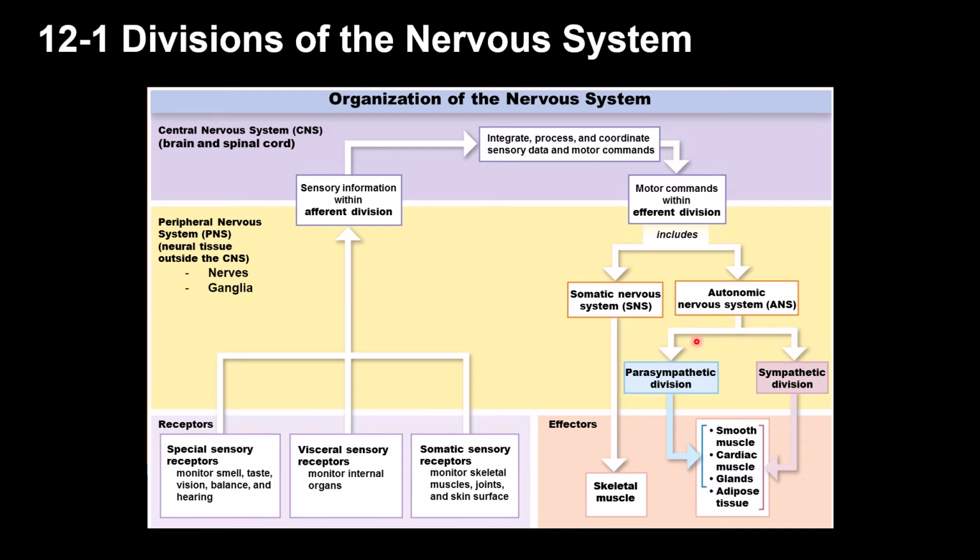And that is divided into 2 parts. One is the parasympathetic, and the other one is the sympathetic system, and they are supplying smooth muscle, cardiac muscle, glands, adipose tissue, and also lymphatic tissue. You can add lymphatic there, and the balance of the 2 is important for homeostasis.